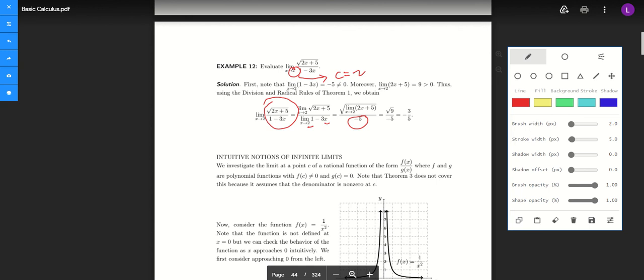The limit of 2x plus 5 as x approaches 2 is 9. So once we substitute 2 to x, so that's 2 times 2 plus 5. You'll get 9. Then, as I said, that's the time that you deal with the square root. The square root of 9 is just 3. Then you just put together 3 and the result a while ago in the denominator, which is negative 5. So you'll get negative 3/5.